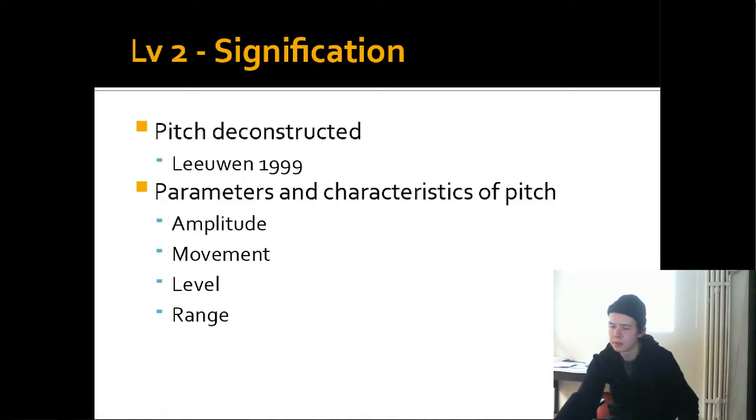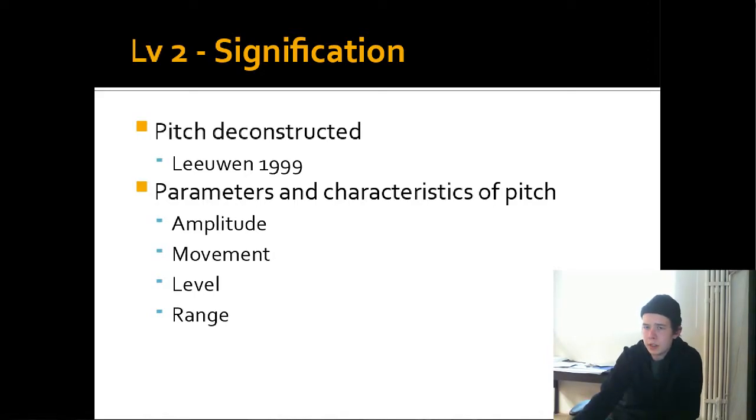About the characteristics and parameters of the audio we can use, these are mainly three of them: pitch, timbre, and rhythm. These are the components of music, every piece of music, and used to create several different emotions or messages. I found a good book by Theo van Leeuwen, written in '99, where he described different ways to use pitch, and I will demonstrate it right away.